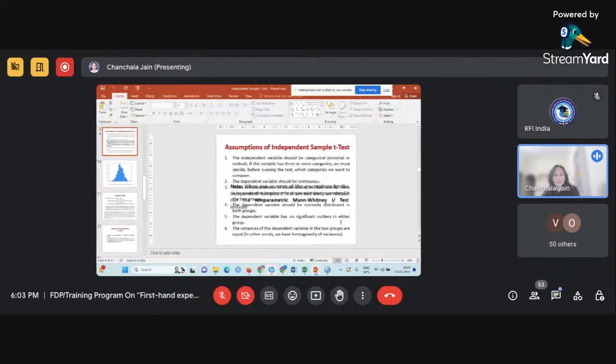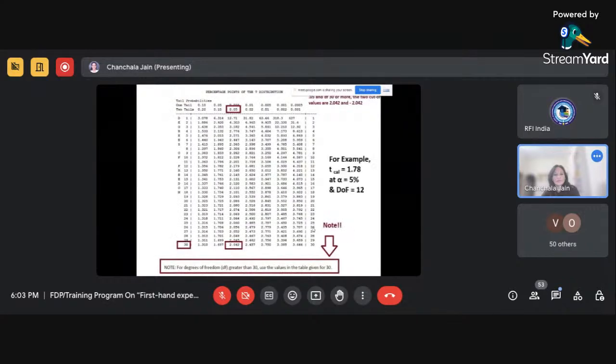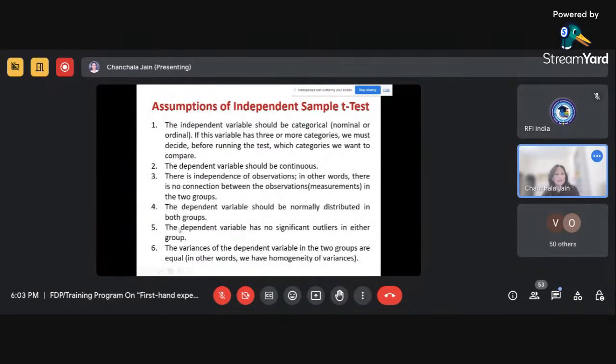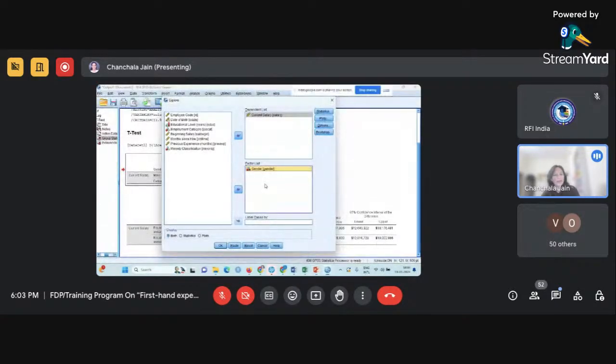Assumptions were this, right? So assumptions were like this. This assumption says we need to check the dependent variable should be normally distributed in both the groups. So that is why we have shifted the independent variable into the factor list box. Is it okay? Clear to all? Fine.